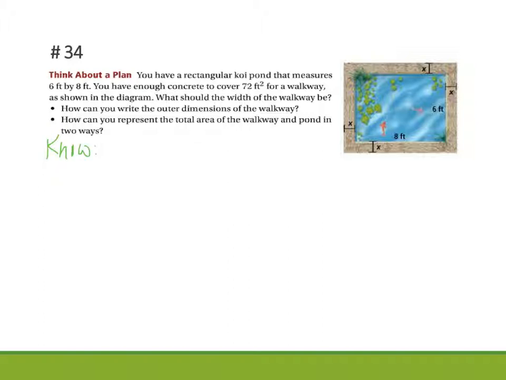Here's what we know. We know that the pond is 6 feet by 8 feet. Now, if you think about it, this is a problem that involves area. Whenever we have a rectangle, we know that area is found by multiplying length times width. So since 6 times 8 is 48, that tells us that the pond has an area of 48 square feet.